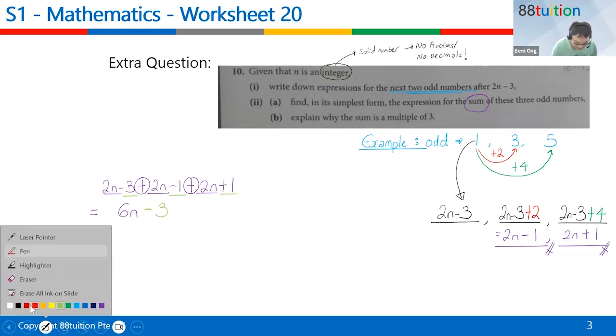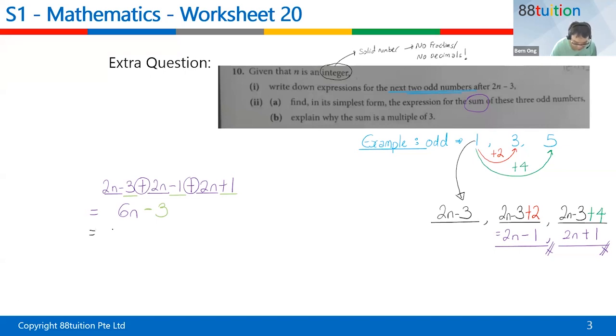Can you also take out the multiple of 3? Can you factorize out the 3? You get something like that. Ultimately, this is the correct answer already, just to let you know. This is part 2A.